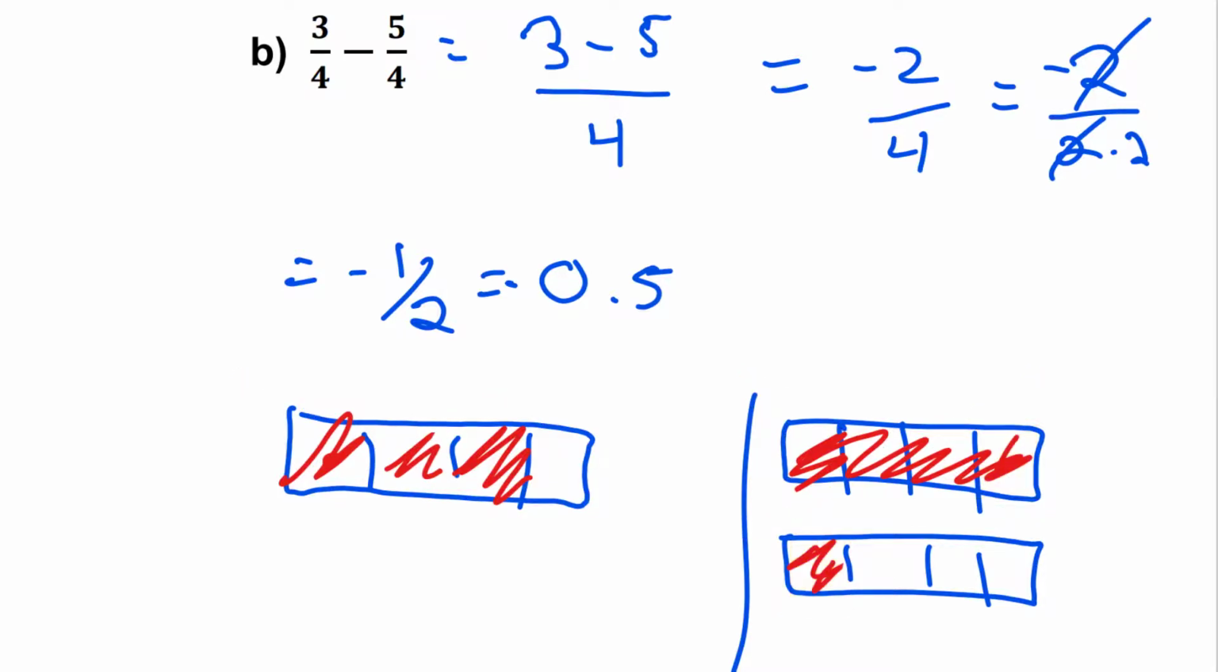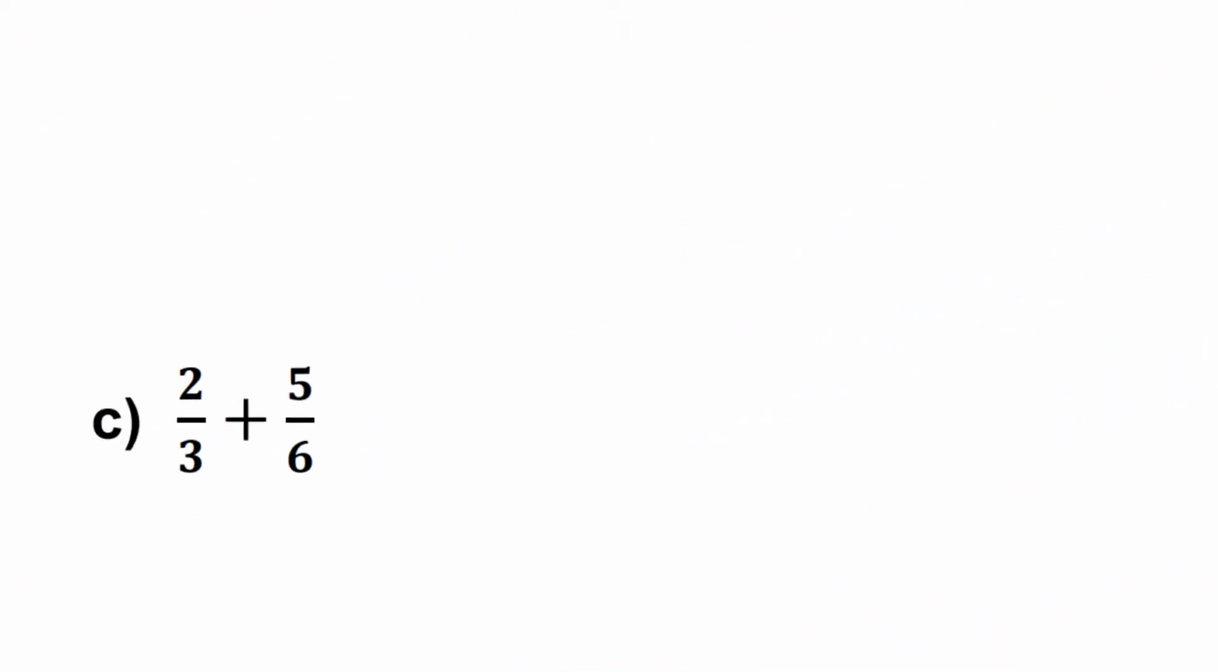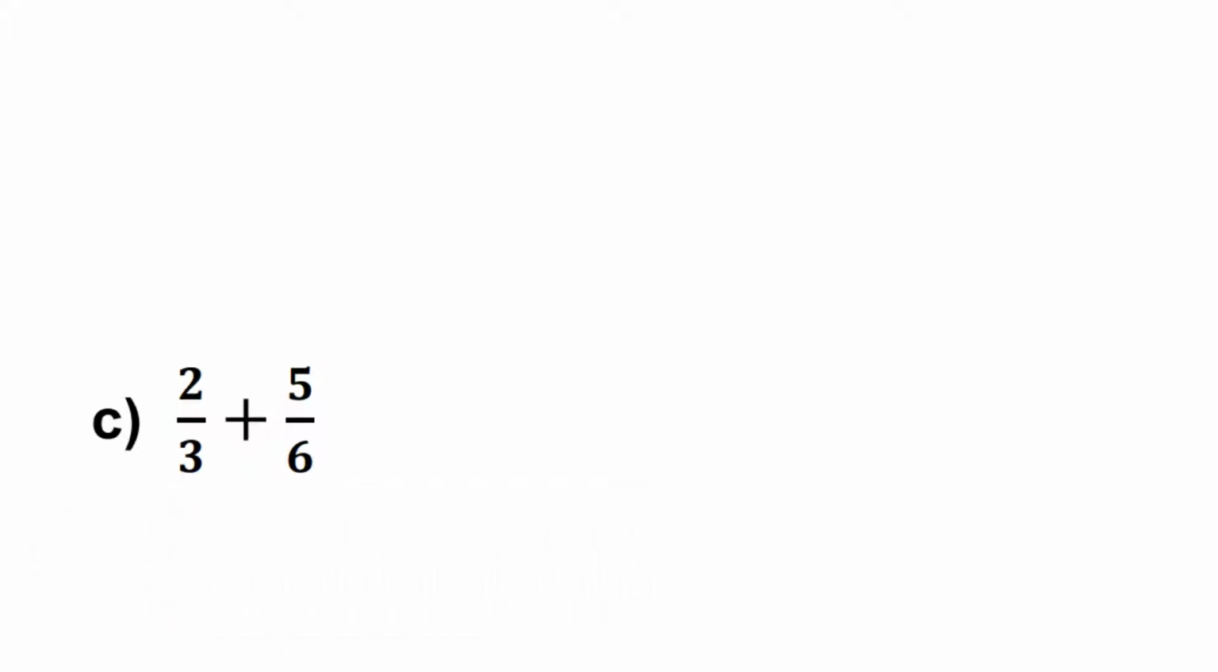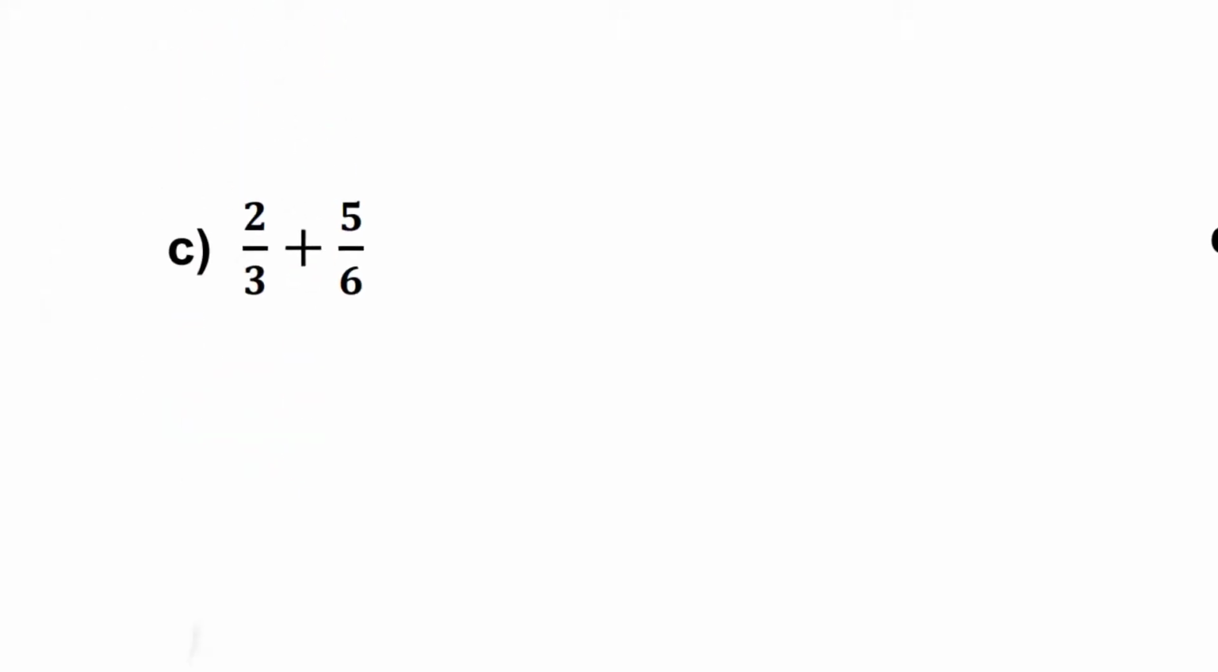Now, if we move on to example c here, again, we're adding fractions and we need a common denominator. You could multiply the denominators like we did in example a, but that wouldn't be the lowest common denominator because 3 times 6 is 18. However, if you do times 2 in the first fraction, you get a common denominator of 6. So let's try this.